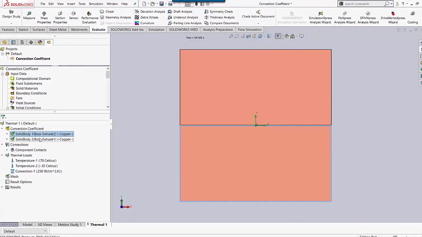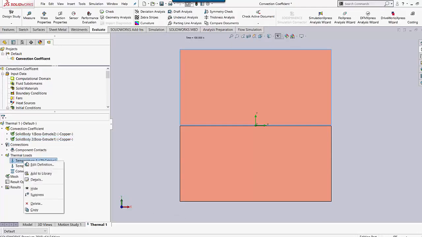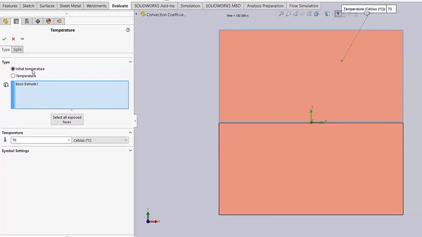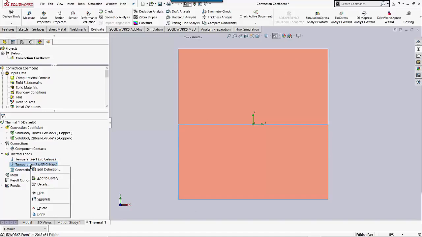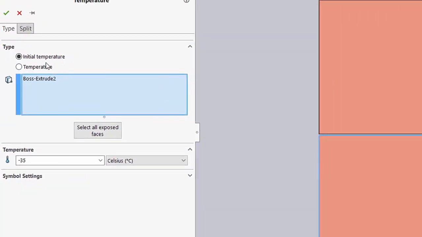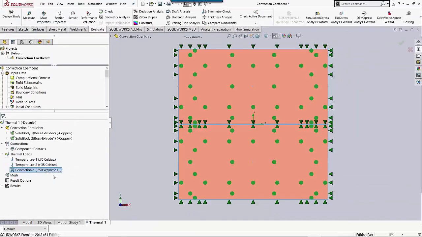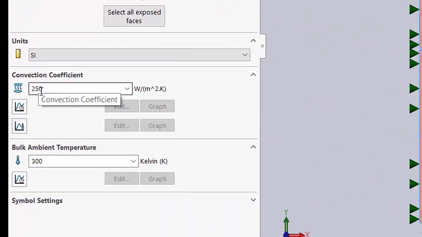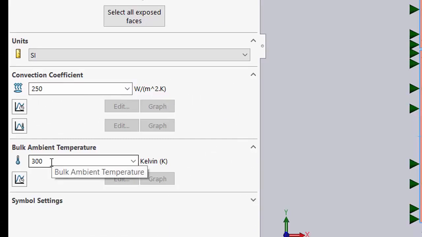For my bodies, I've got them both set to copper as their material properties. For my temperature loads, I have a 70-degree thermal starting load initial temperature, and then for the bottom brick, I have a negative 35 degrees Celsius initial temperature. I also have a convection transfer on these bricks. The convection coefficient is 250 watts per meter squared Kelvin, and the ambient bulk temperature is 300 Kelvin.